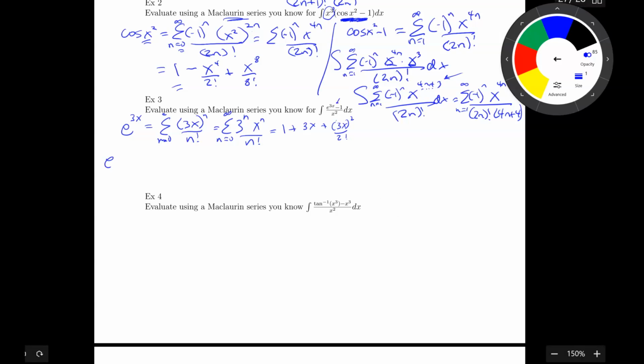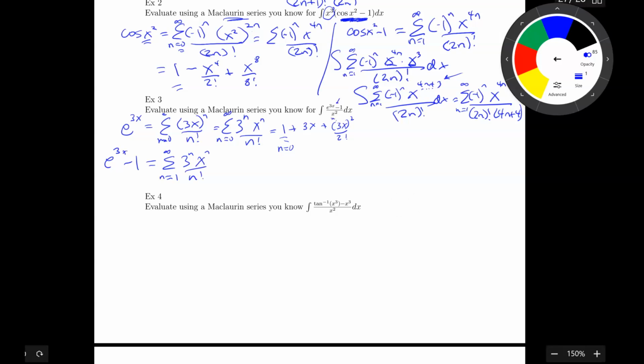So e to the 3x minus 1 is like taking away the first term, where n is 0. So I'm just going to take away the first term and get rid of that, and start my sum at 1 instead of 0. So 3 to the n, x to the n, over n factorial.